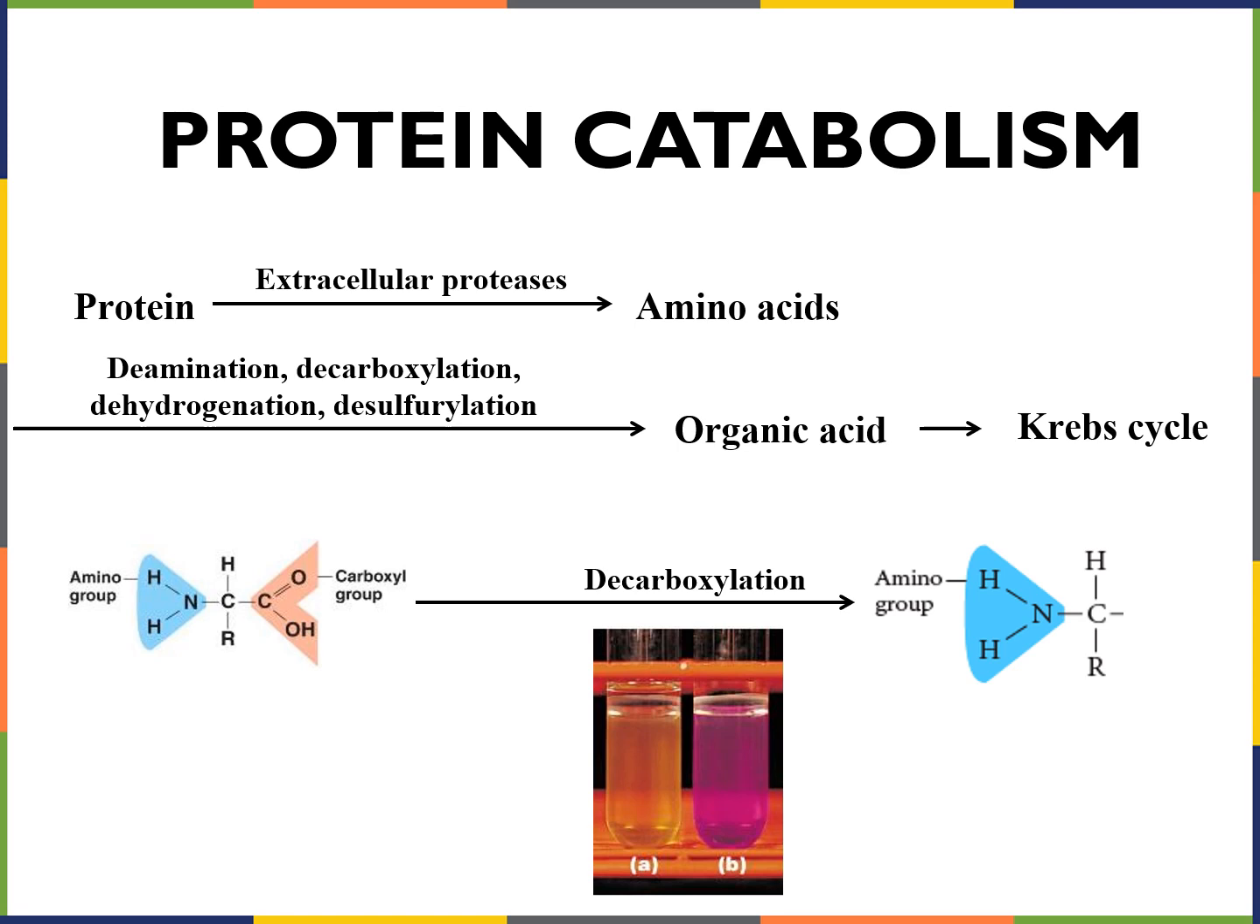So if you look at what happens with protein, first of all, that protein is broken down. I've said before that protein is nothing more than a chain of amino acids. You take that protein, it's exposed to something known as proteases. So proteases, these are enzymes that break down proteins. So this protein is broken down by extracellular proteases, and what's left is nothing more than an amino acid.